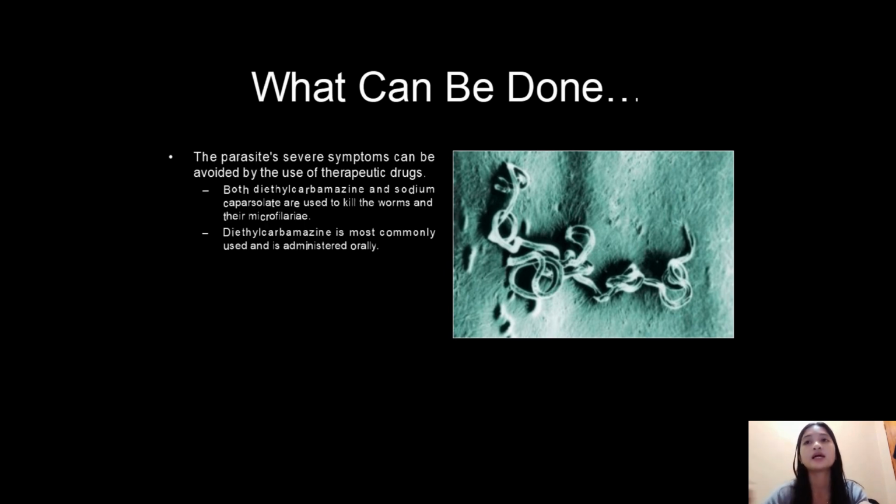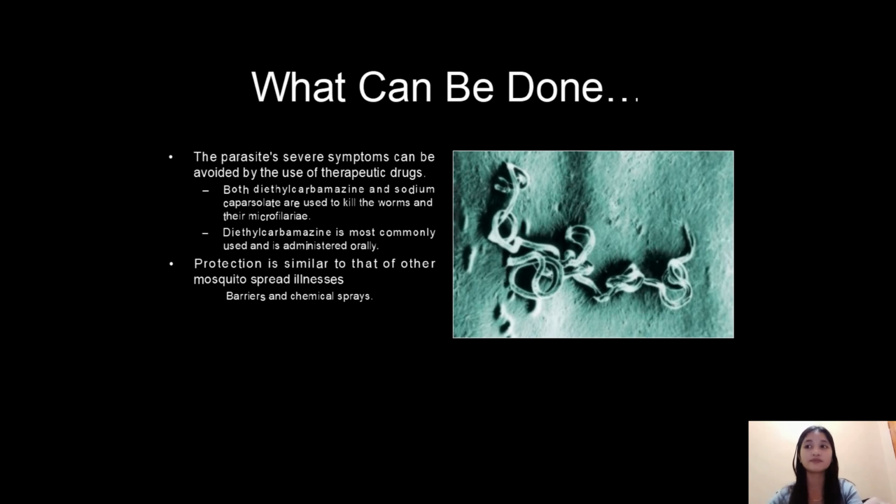So, what can be done? The parasite's severe symptoms can be avoided by the use of therapeutic drugs, and protection is similar to that of other mosquito-spread illnesses. So, barriers or chemical sprays. So, in order to prevent this, we must be very cautious. We must be very careful. We must use insect repellent. So, we should not be careless, if for example we're already aware that it is an endemic area and prone to this disease, so we should be aware of ourselves in order to prevent and to avoid Bancrofti.